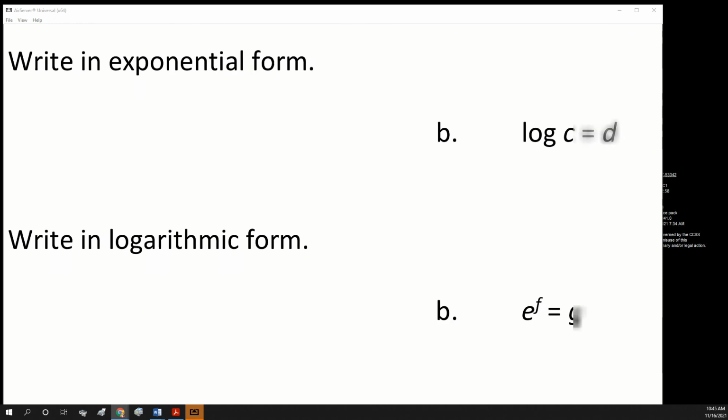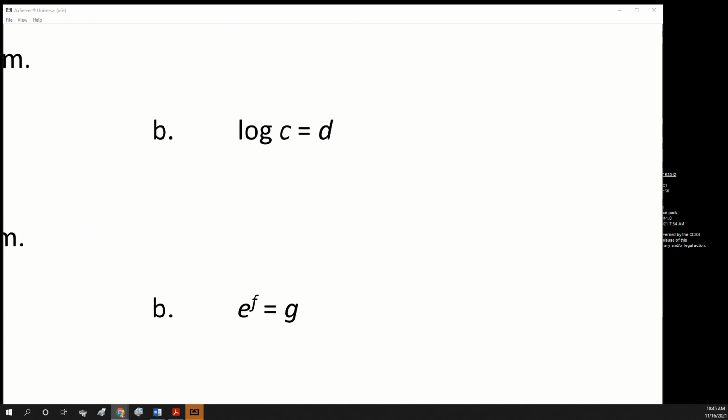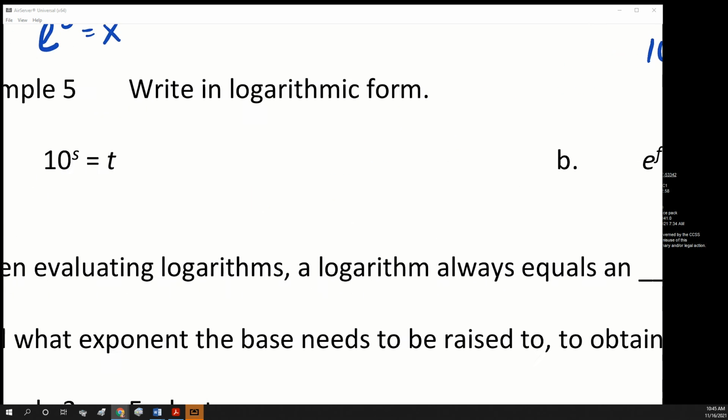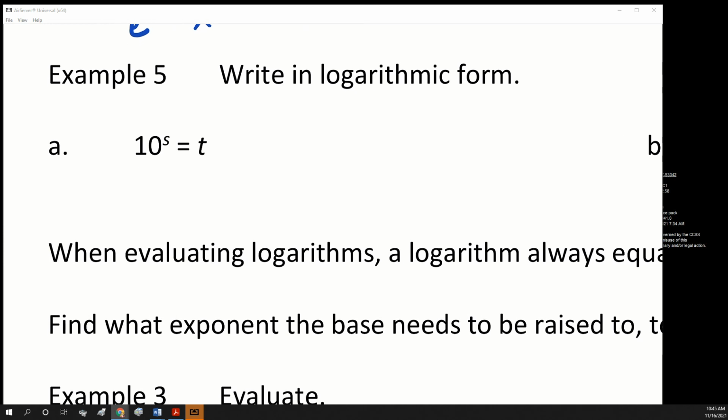All right. And then for this one, log of c equals d. What is the base? 10. If you don't see a base, it's base 10. So 10 raised to the d equals c. And then on example 5, we're going to write in logarithmic form. When the base is 10, we just go ahead and write log without a base, and then of t should equal s.